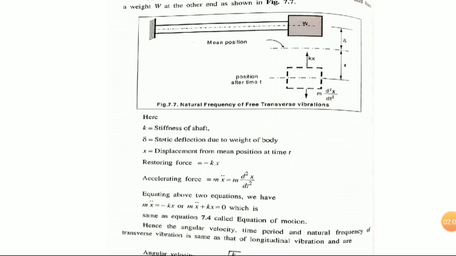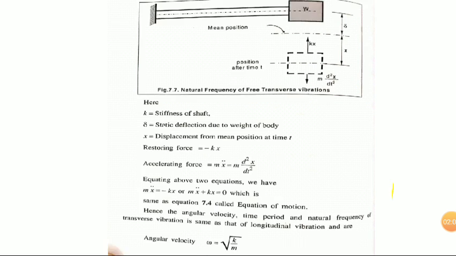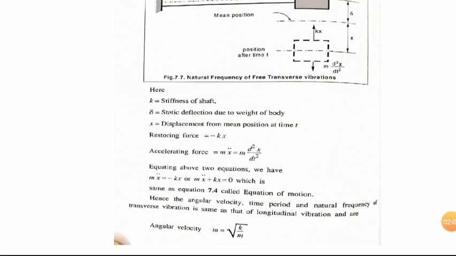This equation we already derived earlier using two methods, the equilibrium and energy methods. And from this equation we get omega equal to root of k by m. This also we have discussed. So similar to the longitudinal vibration, here also we find the angular velocity omega using root of k by m. Then we find the time period, and then the natural frequency also.